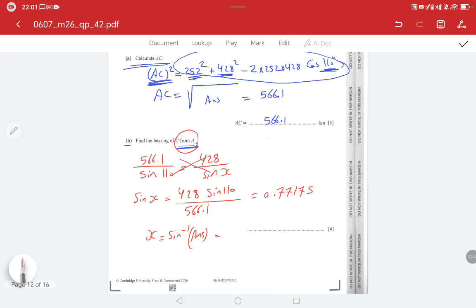Okay, so sine inverse of this 0.77175. The answer is 50.5. So this is the angle. Don't forget that for the answer we need, we should add 40, so it will be 90.5. This is the answer. In the exam, take care that angles should be rounded to one decimal place, like this one.